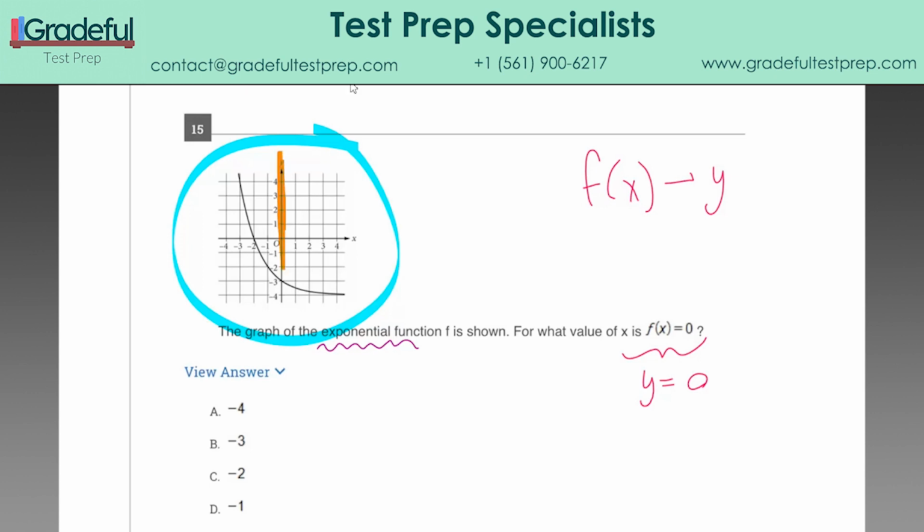Well, this is the y-axis right here. Where is 0 on the y-axis? Well, that's along this line here. Everywhere on that line, the y values are equal to 0. And right here, on the function itself, we've got y equal to 0 when x is negative 2. So for what value of x is y equal to 0? X equals negative 2, and that's C for number 15.